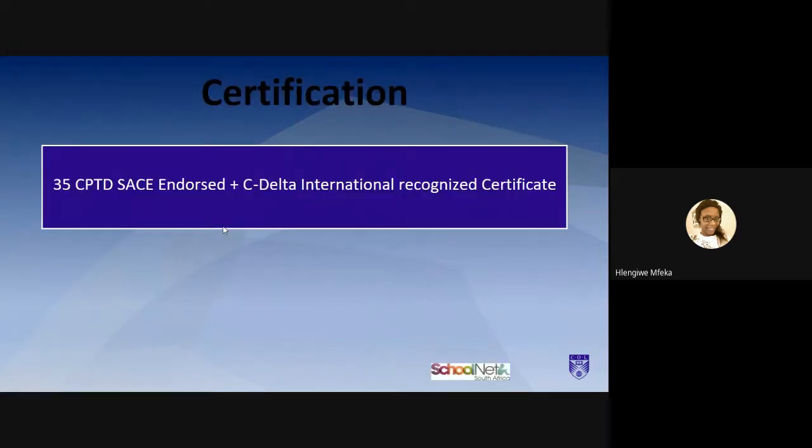A cherry on top is that this program, when you complete it, you would earn yourself a 35 CPTD SACE endorsed certificate. In addition to the SACE certificate, you would also earn yourself an internationally recognized certificate. For example, some of us are ambitious, they've got dreams to work abroad. And having this certificate, being internationally recognized, it's something that you can also use when you're applying for other opportunities.